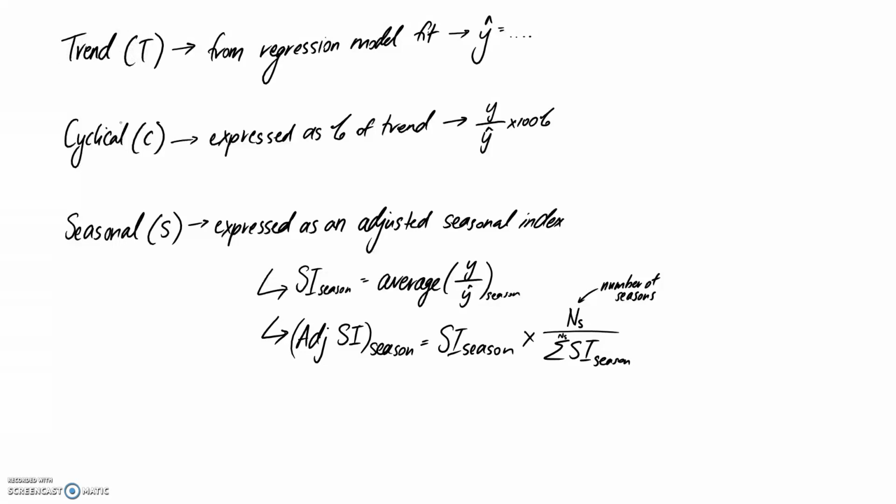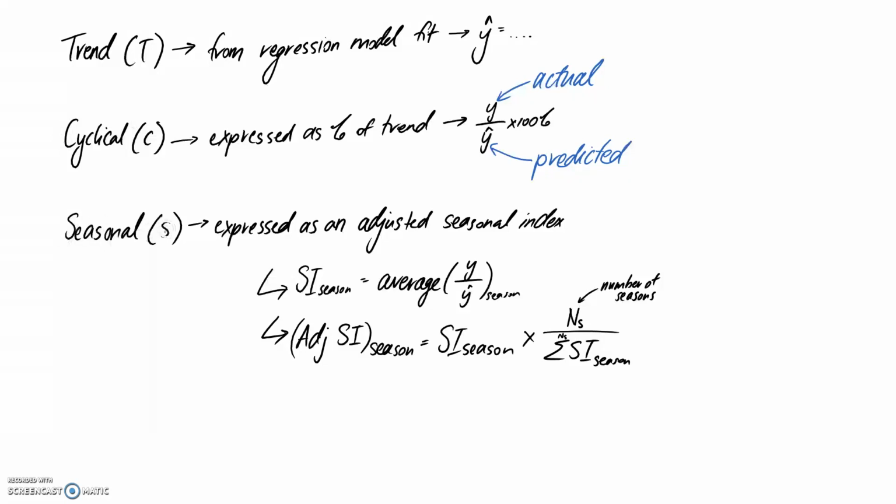So the next one is the cyclical component. This one is expressed as a percentage of the trend. You can calculate it if you know y, which is the actual data points that you would have from what you're analyzing, and this little y hat here is the prediction at the corresponding point. So all you're doing is comparing the actual and the predicted and multiplying by 100 to turn it into a percentage. This gives you that cyclical component.